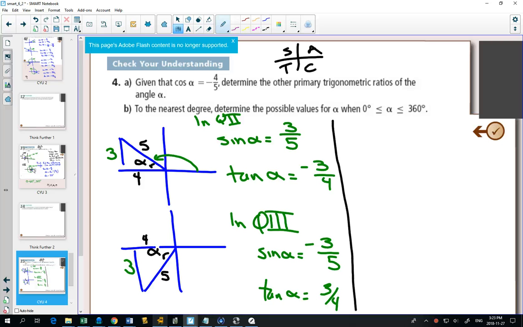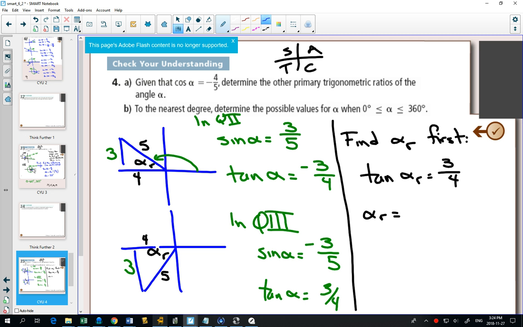And then it says we need to find the possible values for alpha. Again, whenever you're solving for an angle, find the reference angle first. When you're dealing with a reference angle, it doesn't matter which triangle you use because you're always going to use positive values. You can choose sine, cos, or tan. If you decide to use tan, tan of my reference angle is opposite over adjacent, which is 3 over 4. I'd go to my calculator since that isn't one I have memorized.